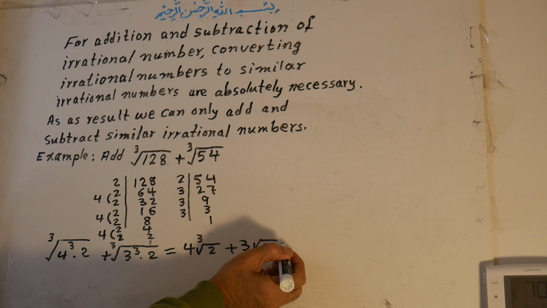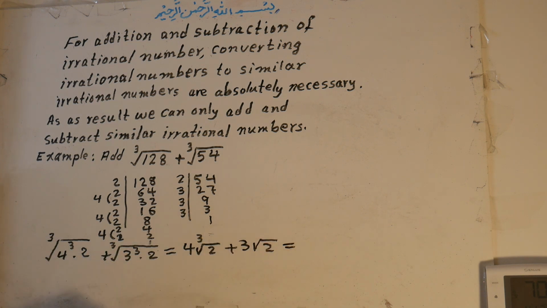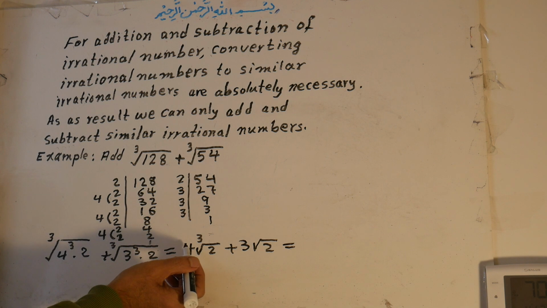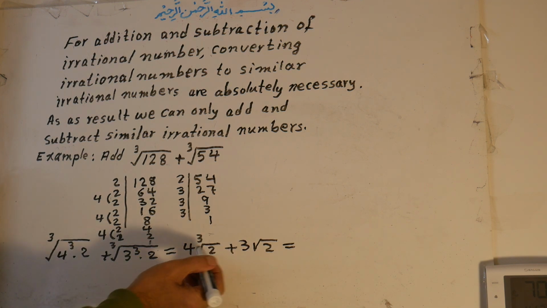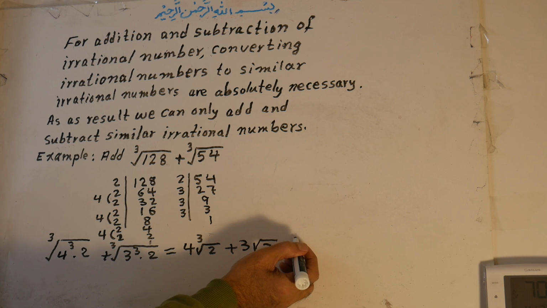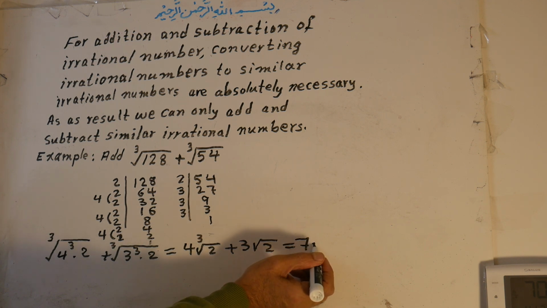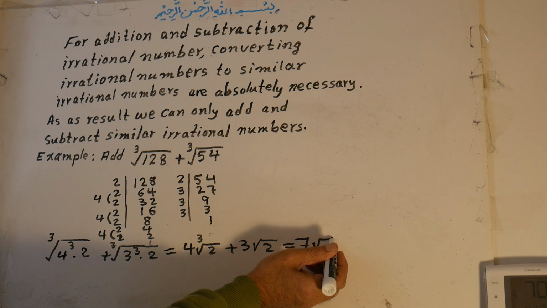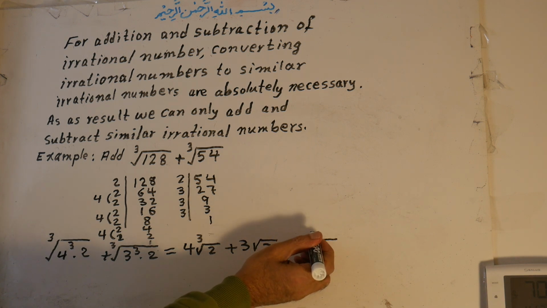And because now they are similar irrational numbers, cubic root of 2 and cubic root of 2, now 4 plus 3 is equal to 7 cubic root of 2.